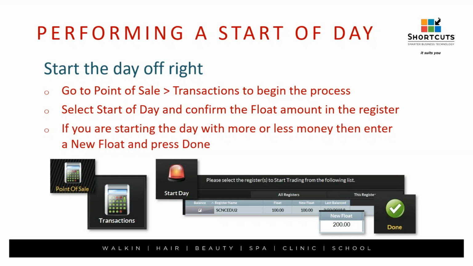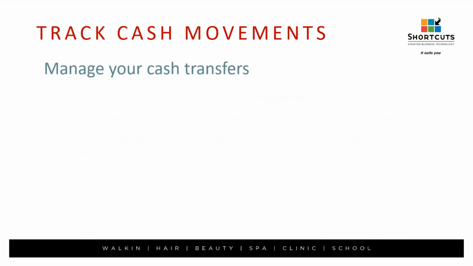On the top right corner, you'll press transaction, and at the bottom of the screen, you'll press start day. This is the window where Shortcuts will have you confirm how much money is actually in the register. For most locations, the amount is the same every day. Maybe you open with 100, 200, 300, and you're confirming that. Of course, on weekends, if you open with a little bit more in the register, this is the window you would go to update your float.